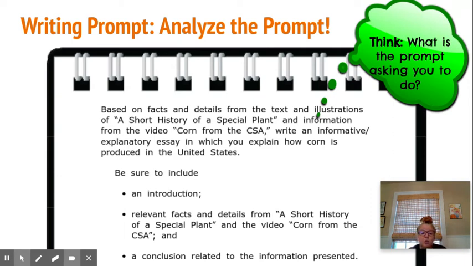It says, be sure to include an introduction, relevant facts and details from A Short History of a Special Plant and the video, Corn from the CSA, and finally, a conclusion related to the information that is presented. That's very important. So those are the two sources that we're going to be using for this informative or explanatory essay: A Short History of a Special Plant and a video called Corn from the CSA.